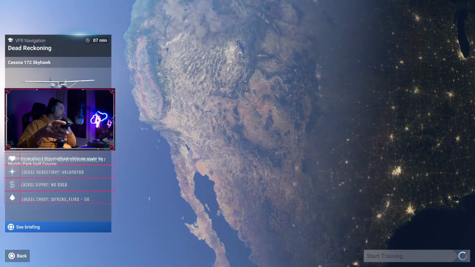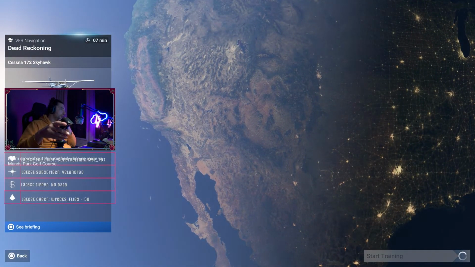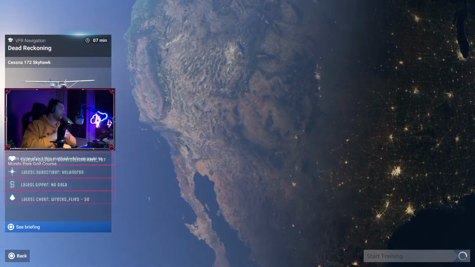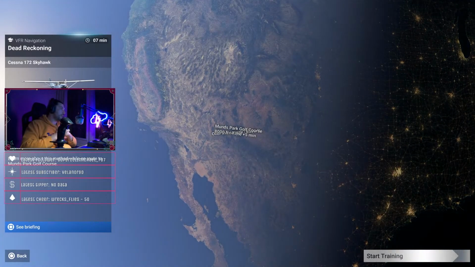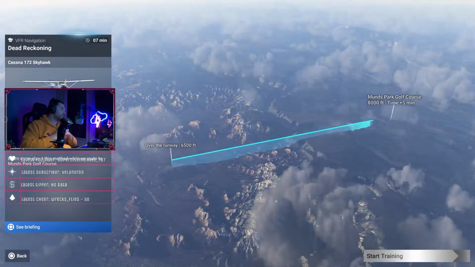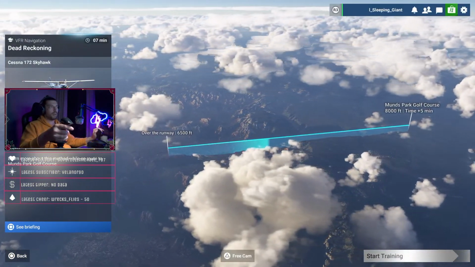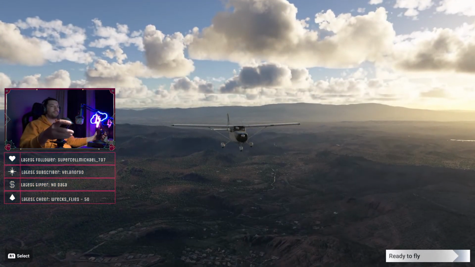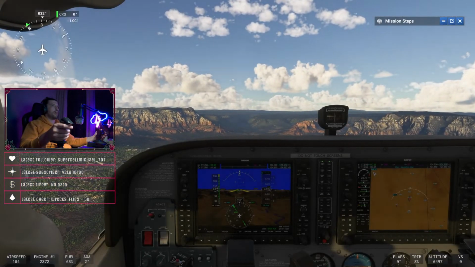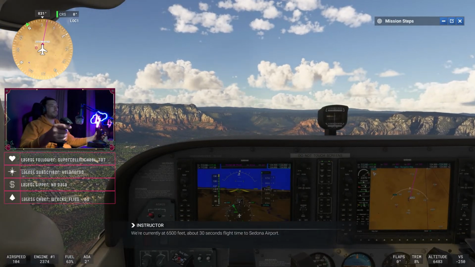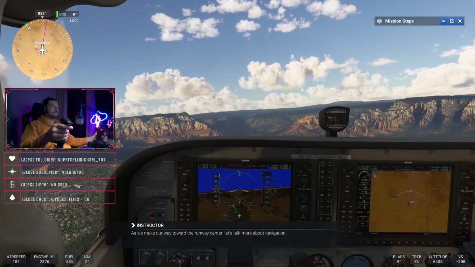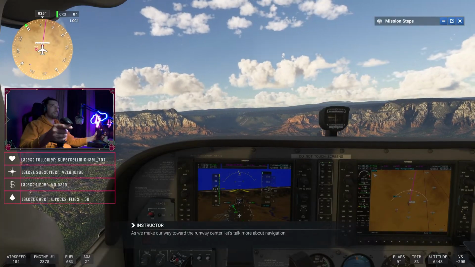Dead Reckoning. This training session is all about the basics of Dead Reckoning, a popular navigation method relying on estimating the position of an aircraft based on its previous position, direction, and speed. Learn more about this method while en route to Moon Park Golf Course. Let's see what we can see here. We're currently at 6,500 feet, about 30 seconds flight time to Sedona Airport. As we make our way toward the runway center, let's talk more about navigation.